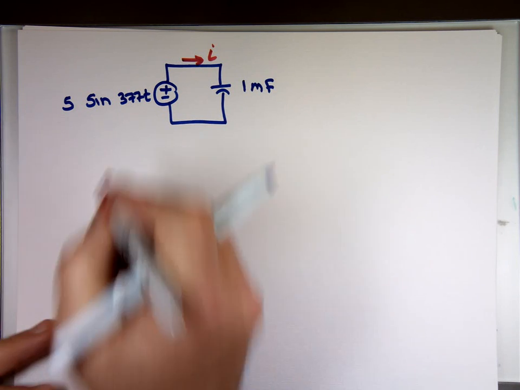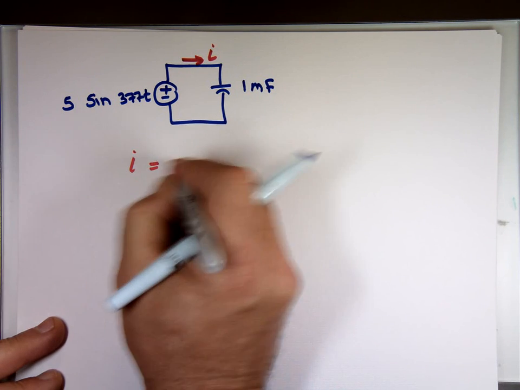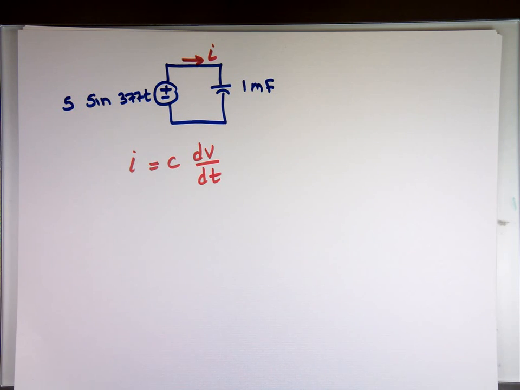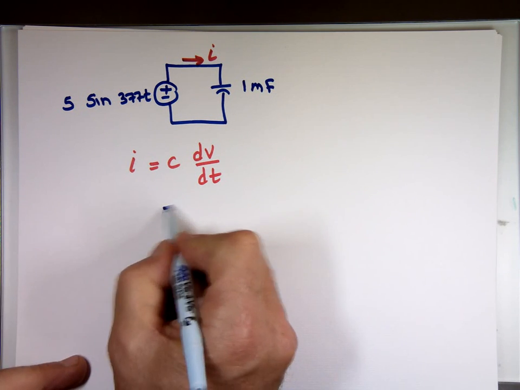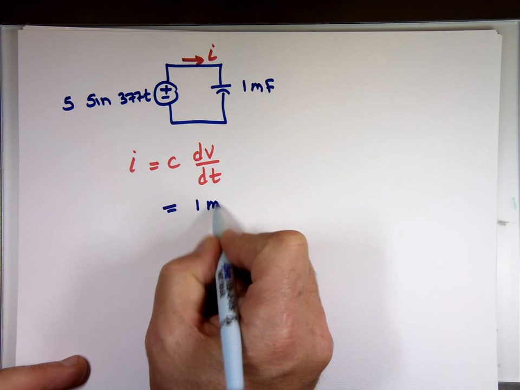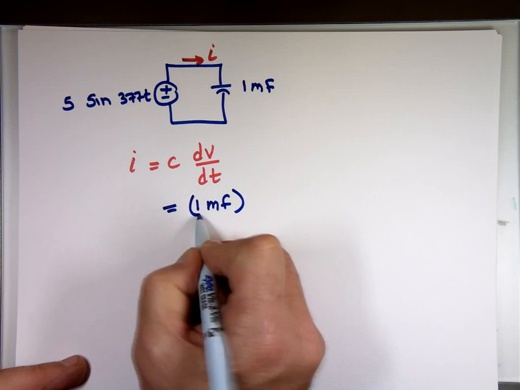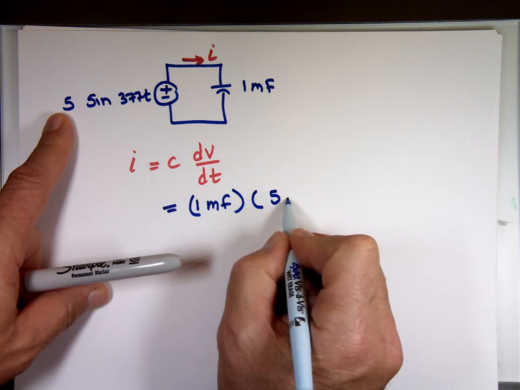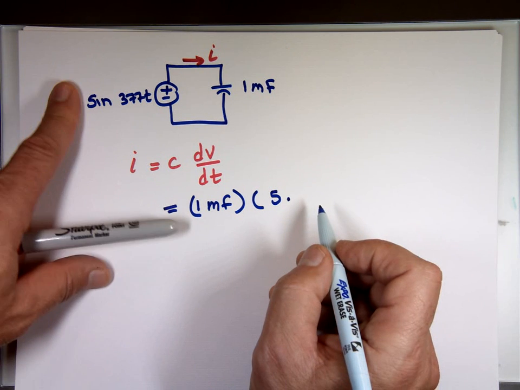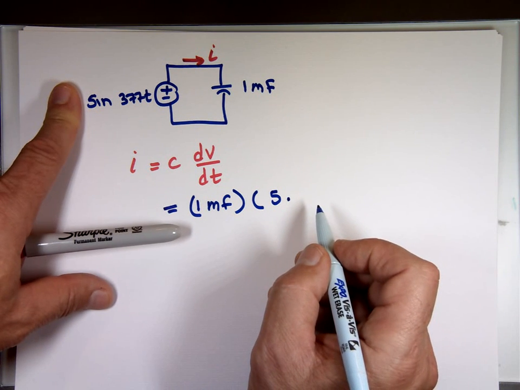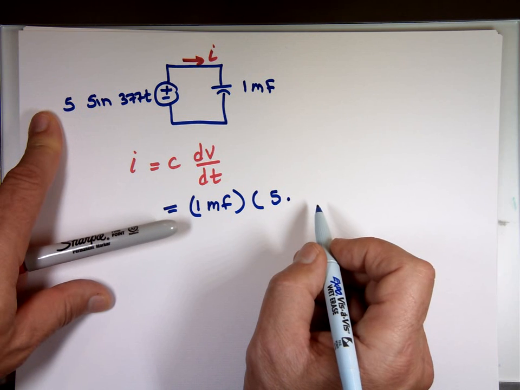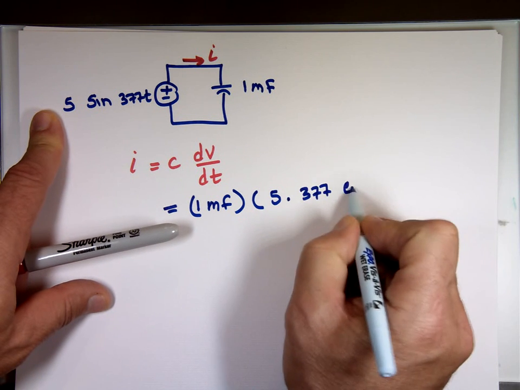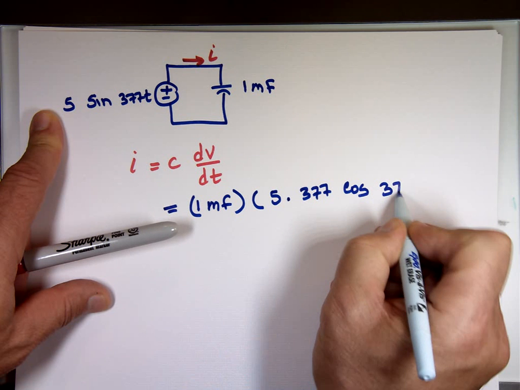What is I equal to? C dV/dt. C is the capacitor, which is 1 millifarad. The derivative of the voltage is going to be 5 times what? What's the derivative of sine 377t? 377 cosine 377t.